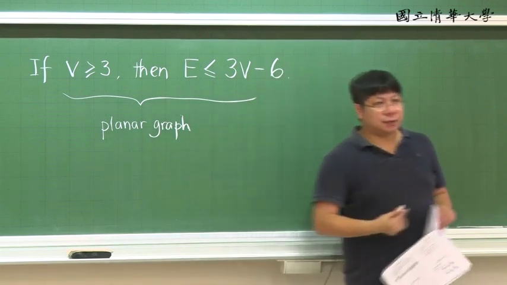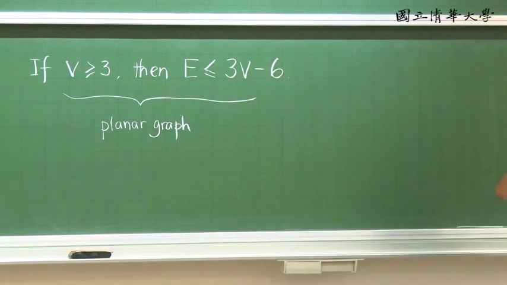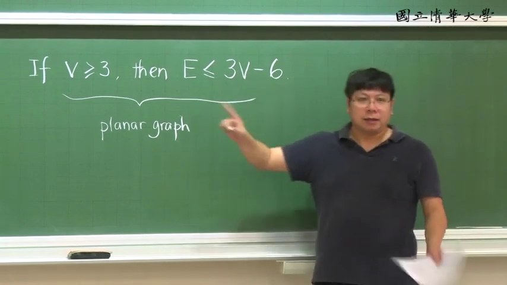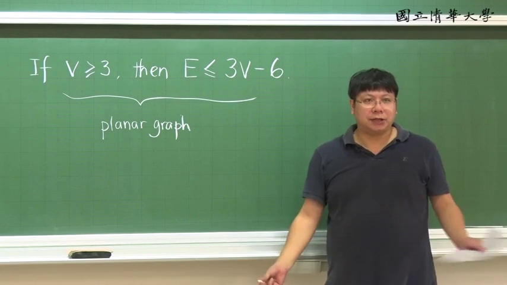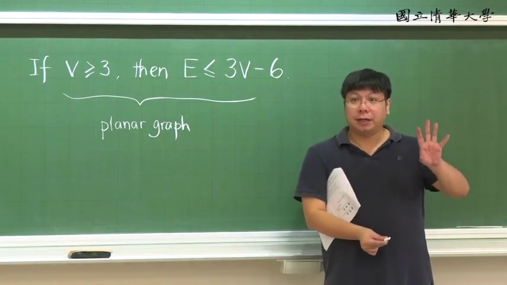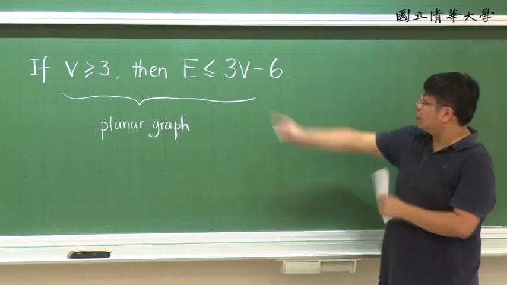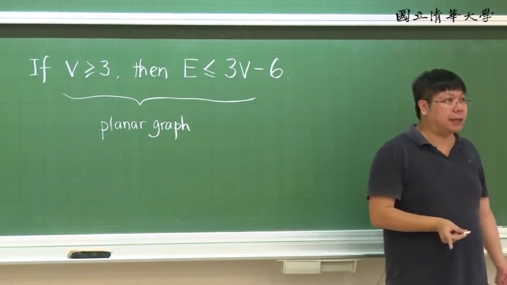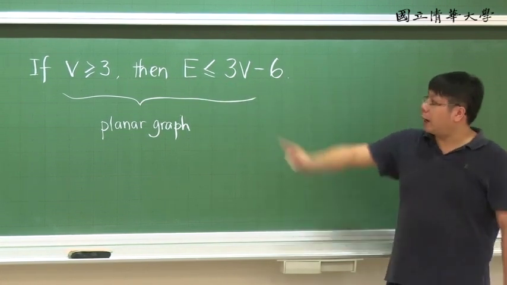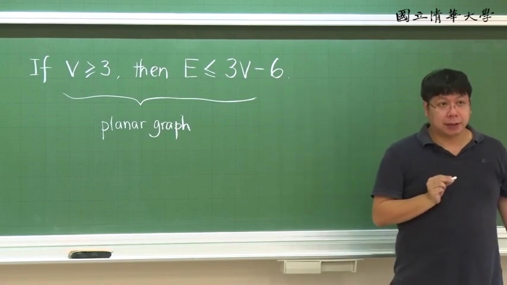We proved this result last time, when we were saying that a graph cannot have too many edges. If a graph has too many edges, like K5, which has 10 edges, much more than 3V minus 6, then it cannot be planar. So for any planar graph, this has to be satisfied.